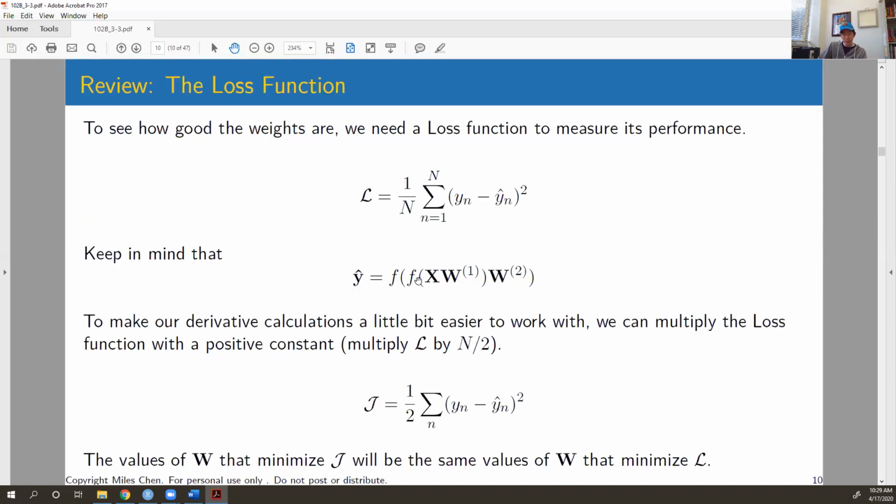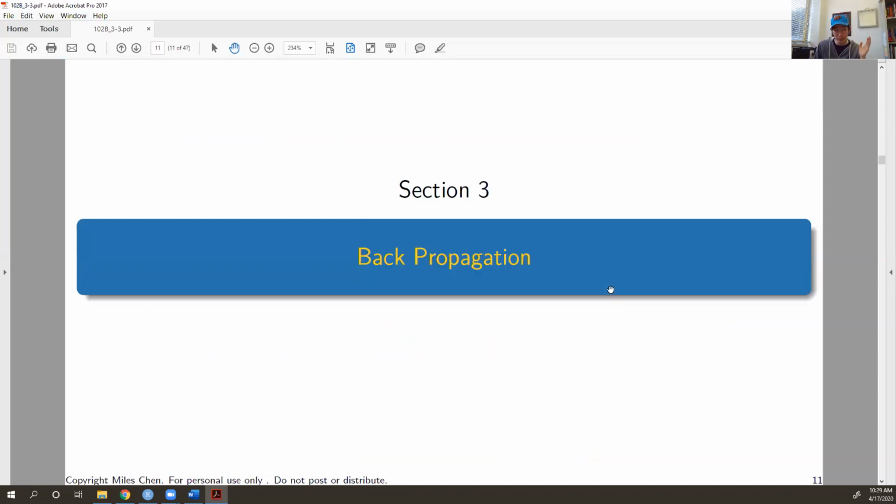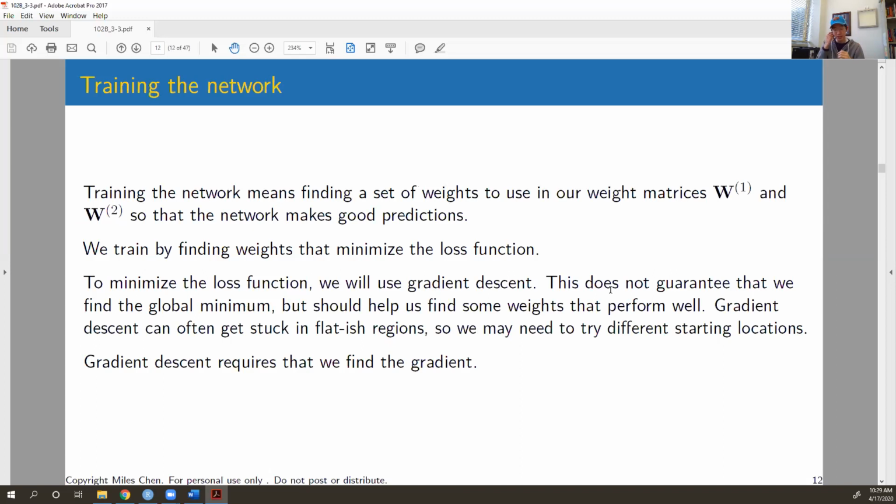And we have to just keep in mind that the predicted values are no longer as simple as they were in OLS regression. In OLS regression, it was just XW was our values, but now we've got f of XW1 times W2, okay? And so we want to figure out the derivative of this, okay? And so finding the derivative or the gradient with respect to the loss function, that process is known as backpropagation, okay?